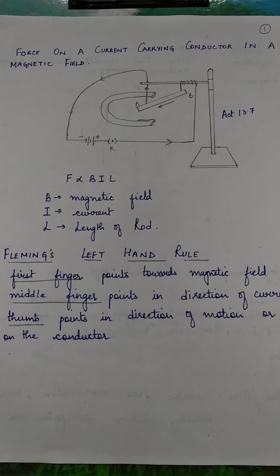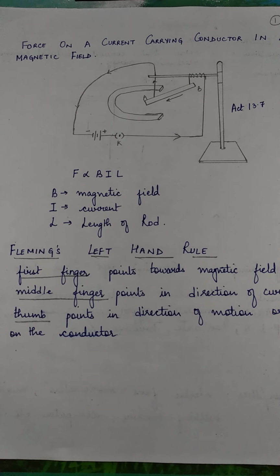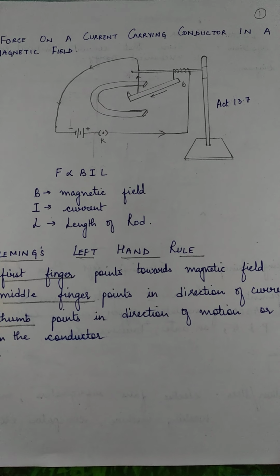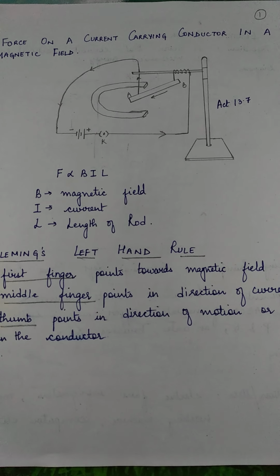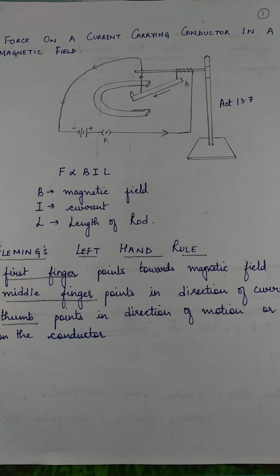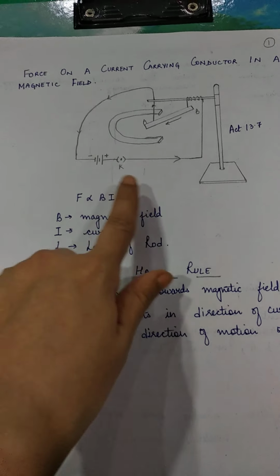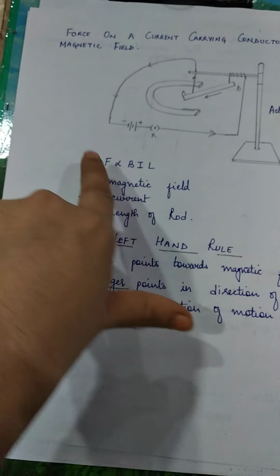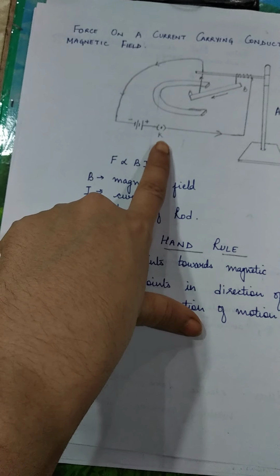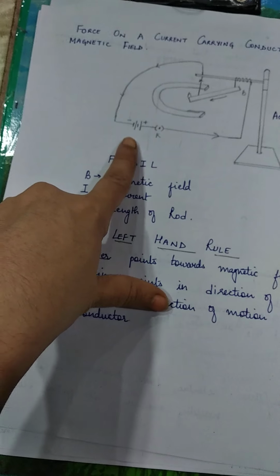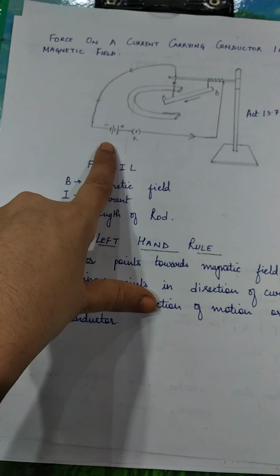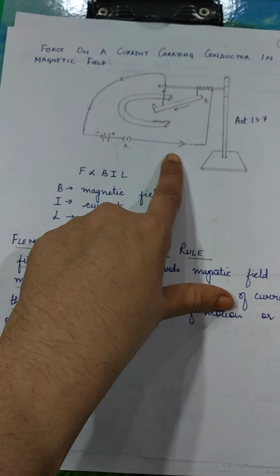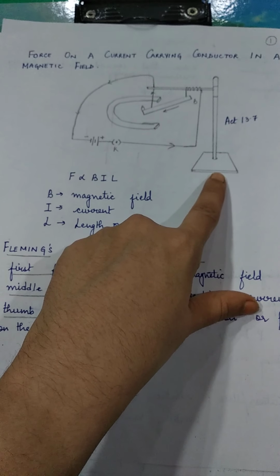As you can see in this experimental setup, we have AB as a rod, which acts as a conductor. Then we have a horseshoe magnet, a U-shaped magnet, placed over here. This rod is connected to an external circuit where you can see the plug key and a battery attached. The entire setup, that is the metallic rod, has been hooked up to a stand.